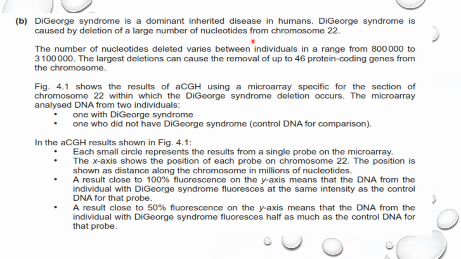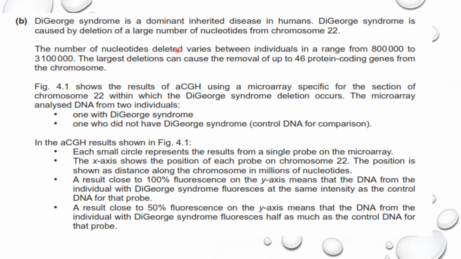So as you are reading, you are thinking. As you're reading, you are thinking. All right, that's a massive reading. You immerse yourself into this. So the number of nucleotides deleted varies between individuals in a range from 800,000. Wow, that's too much. To 3,100,000. Wow.